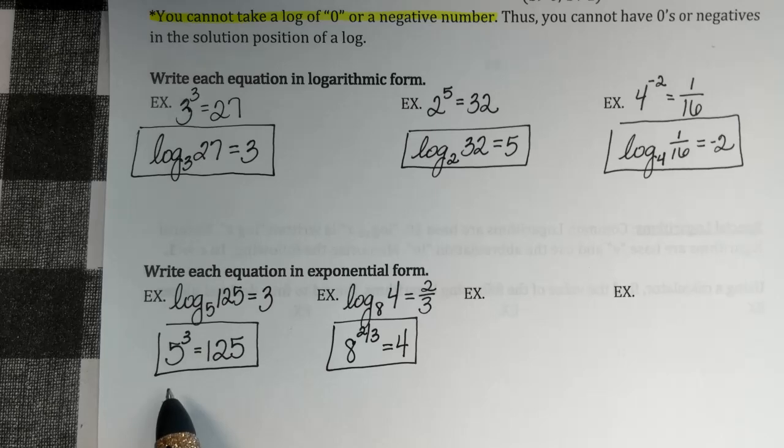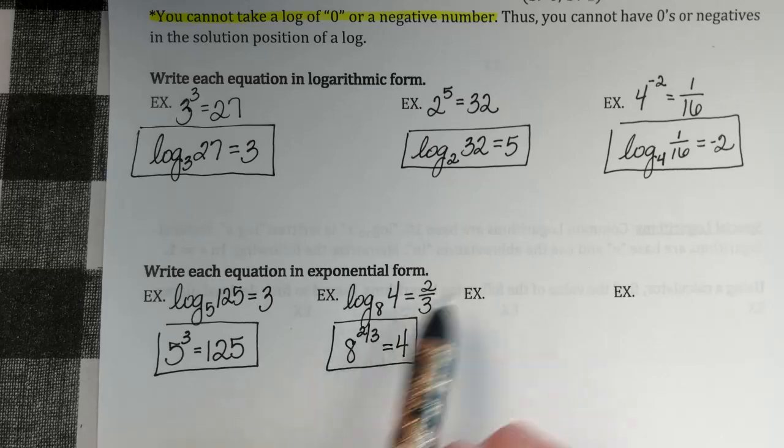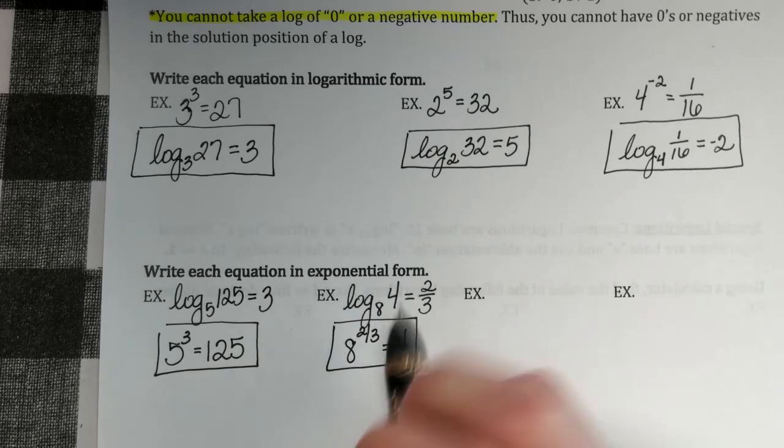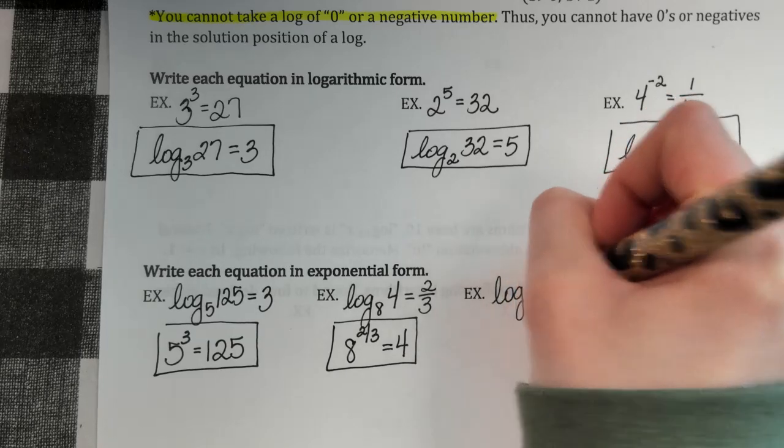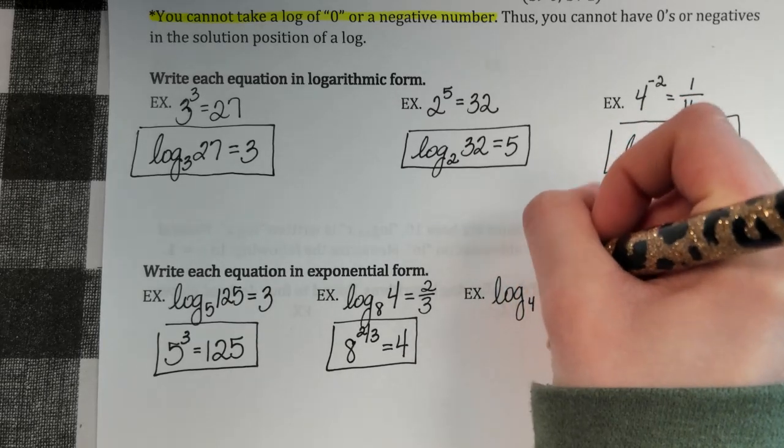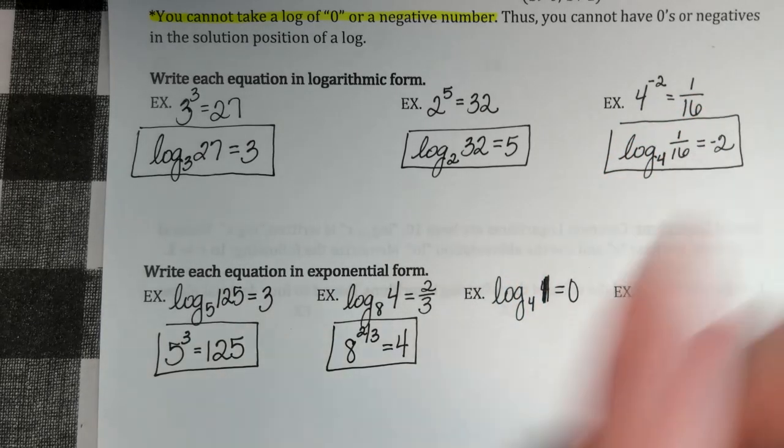When you're rewriting it in exponential form, make sure that it makes sense. For instance, this one, if you rewrote it in a different form and put the 125 here, 5 to the 125th power would never equal 3. So when you're rewriting it, check it and make sure it actually makes sense, because this is a true equation. My next one, I have log base 4 of 1, not 4. Log base 4 of 1 equals 0.